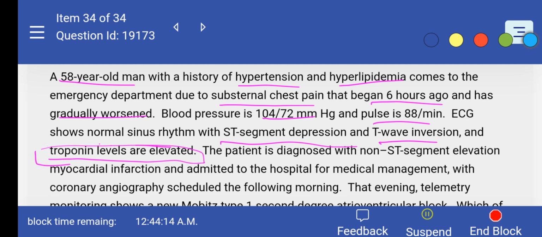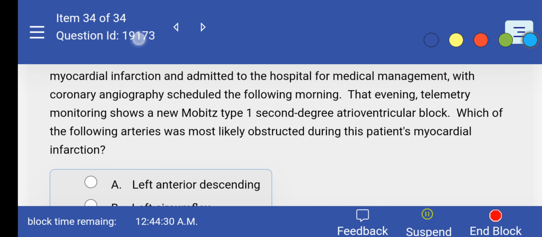Okay. This patient is diagnosed with non-ST segment elevation MI, that is NSTEMI, and admitted to the hospital for medical management with coronary angiography scheduled the following morning. That evening, telemetry monitoring shows new Mobitz type 1 second degree AV block. This is important. AV block. Which of the following arteries was most likely obstructed during this patient's MI?